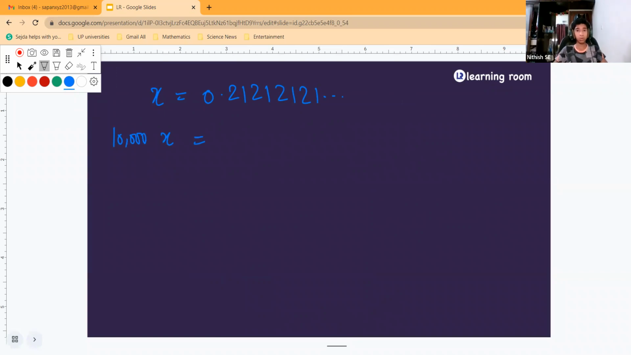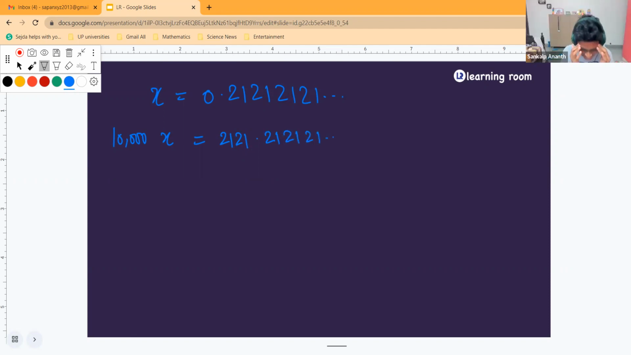2121.2121. There's 5 zeros in 10,000. No, 10,000 has 4 zeros. Sorry, I thought it was 1 lakh. 21 by 99 is 7 by 33. So it is 7 by 33.